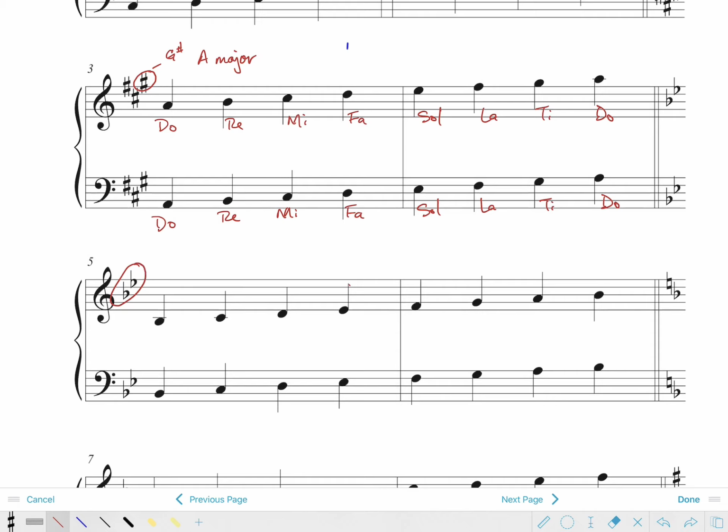Look at this key signature here. Remember that for the flats, we find the second to last flat, which will be this flat here, B flat. B flat will be our key, B flat major. That means that all of the B flats will be do. Same pattern applies, and we can sing it. Do, re, mi, fa, sol, la, ti. Very good.